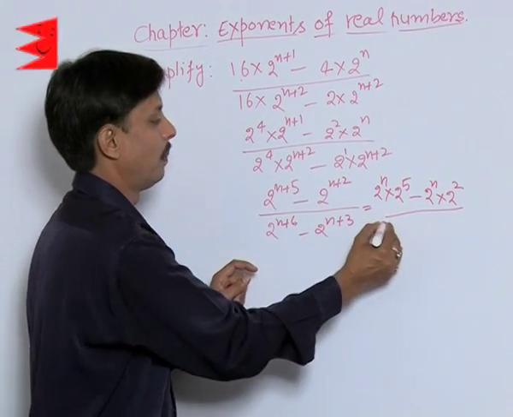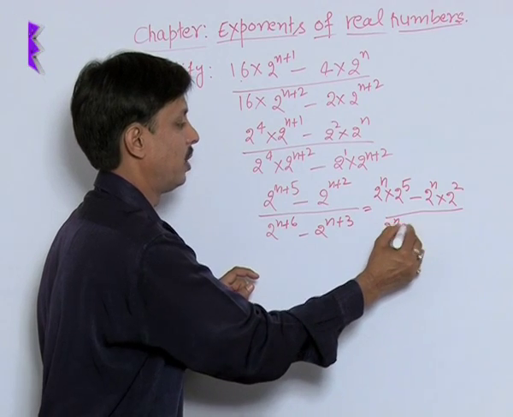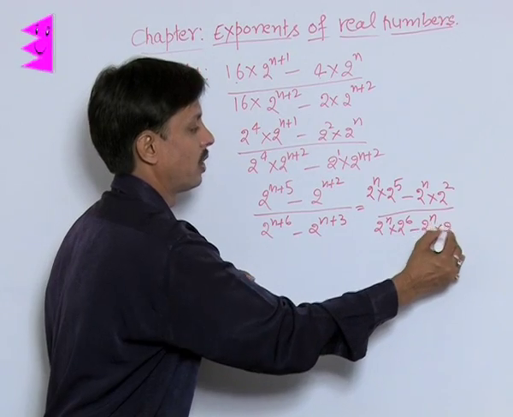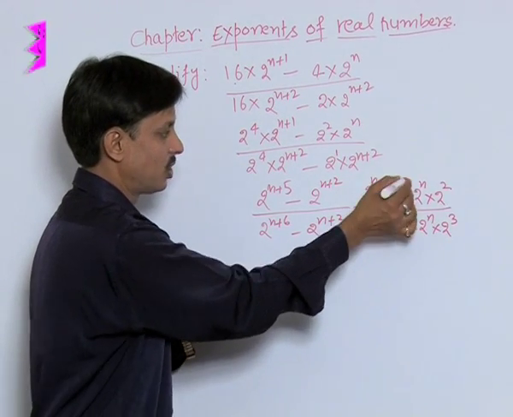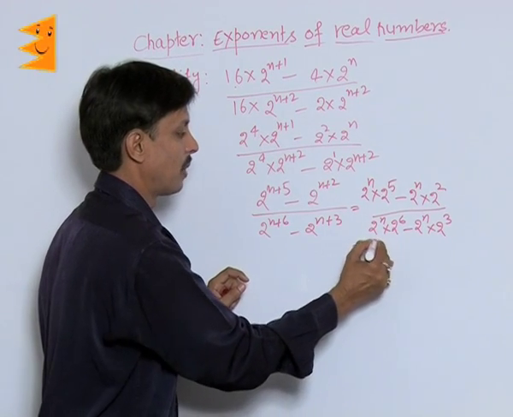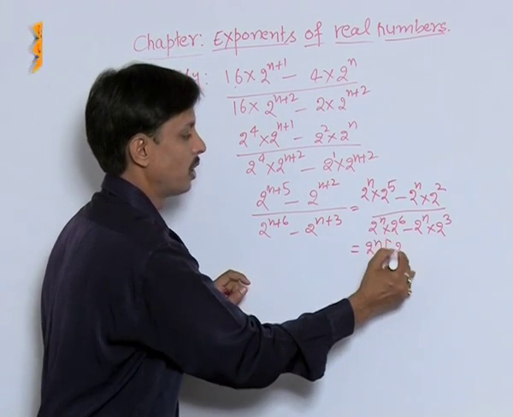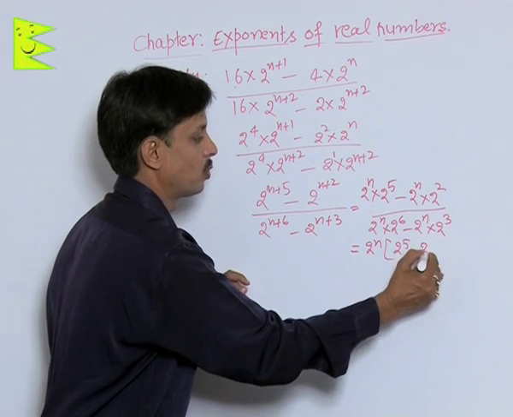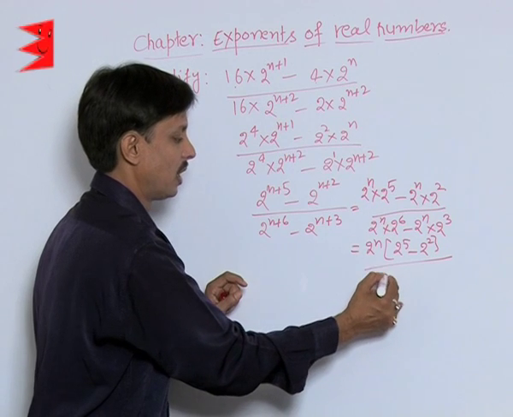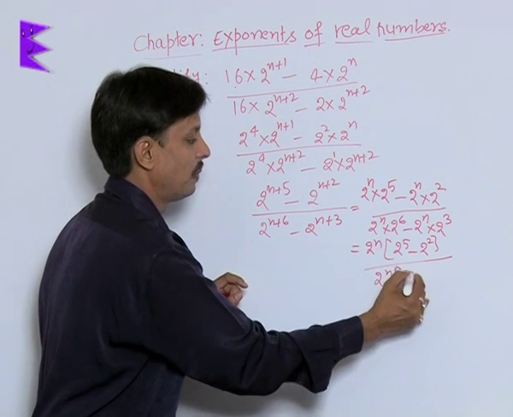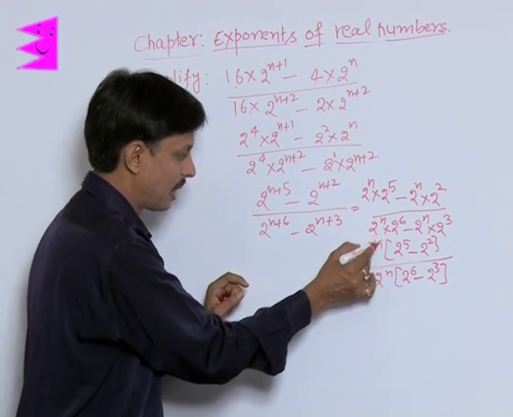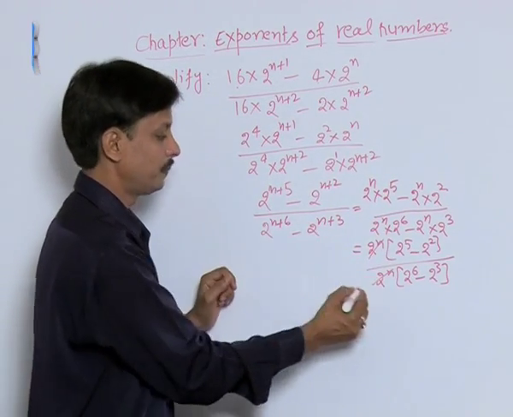Similarly, 2 to the power n plus 6 is 2 raised to the power n into 2 raised to the power 6, minus 2 raised to the power n into 2 raised to the power 3. I can say 2 raised to the power n is common. So this becomes 2 raised to the power n, left is 2 raised to the power 5 minus 2 raised to the power 2, divided by, taking the variable power common, that is 2 raised to the power n, I am left with 2 raised to the power 6 minus 2 raised to the power 3. 2 raised to the power n and 2 raised to the power n get cancelled.